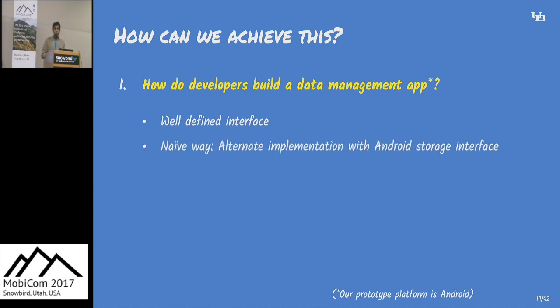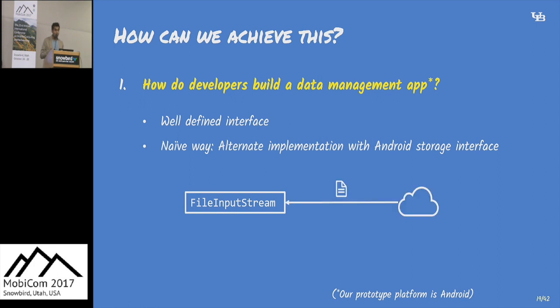A naive approach to this would be to have a data management app use the Android default storage interface. When such an implementation is used with a regular app, we can achieve the desired data management functionality. For instance, the default implementation of file input stream reads a local file. If a data management app wants to change it to read a file from the cloud, they can do so, and it can change the behavior of reading a file. Well, this approach is relatively straightforward.